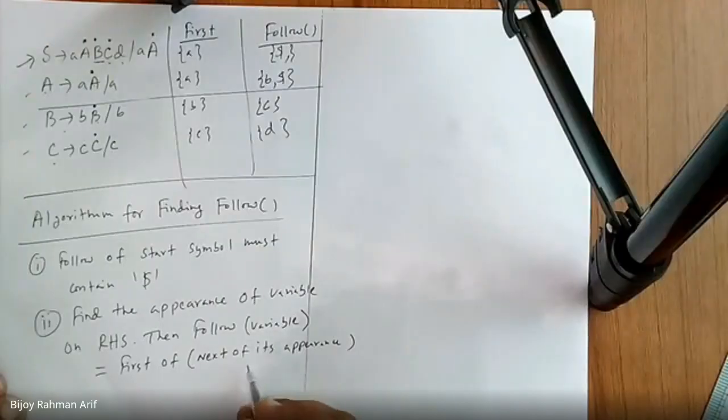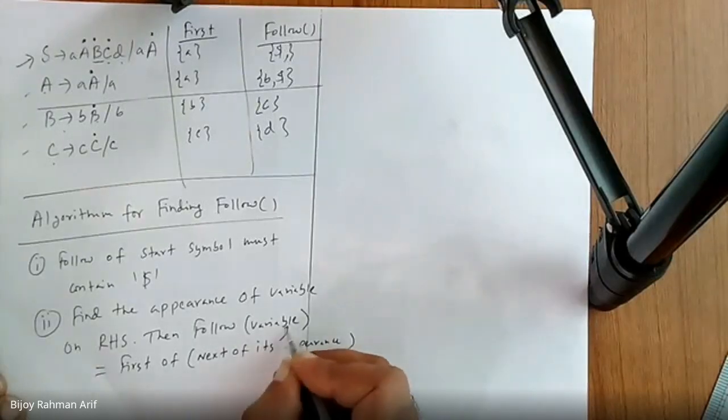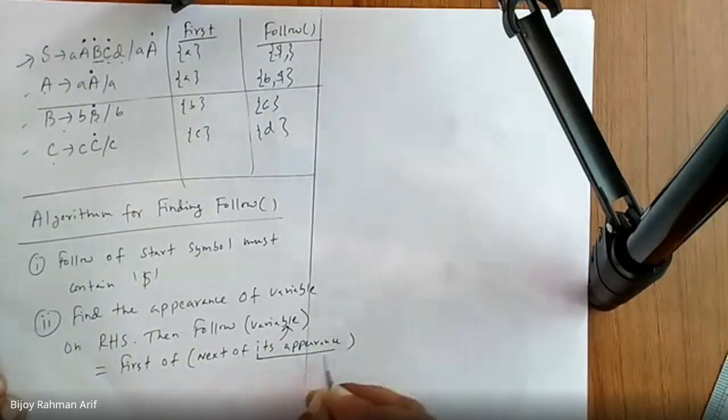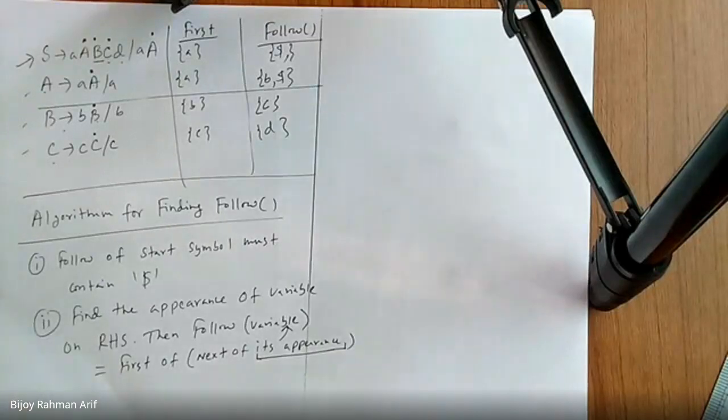Next of its appearance means the variable. Next of its appearance means variable, right? Done? Yes. And what is the rule number 3?